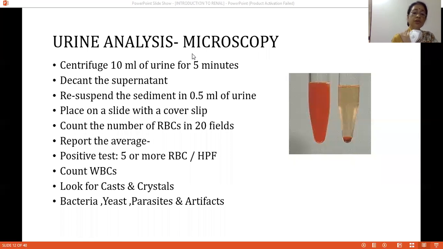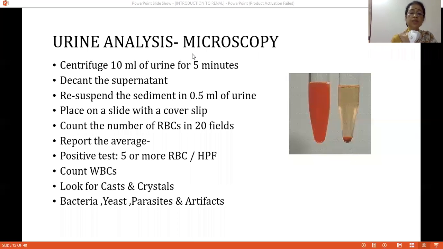Again, you have to count the WBC. Because it is centrifuged urine, always remember, in centrifuged urine, if 5 or more RBC are present, that is called microscopic hematuria. If WBC is more than 5, that means infection is present in the urine. Again, look for casts.